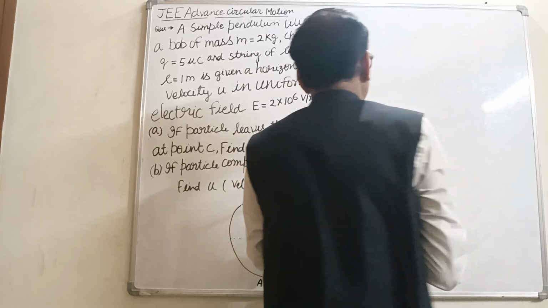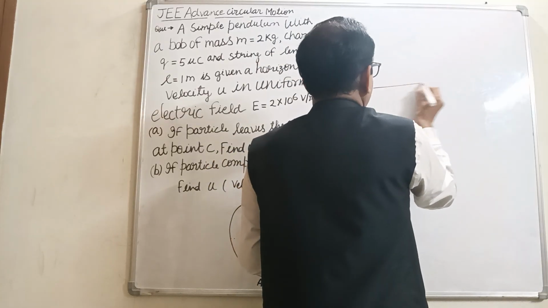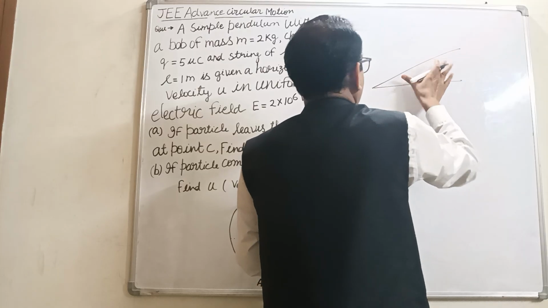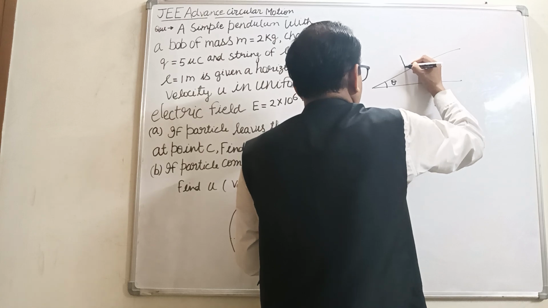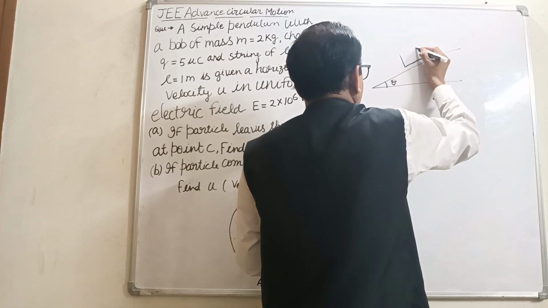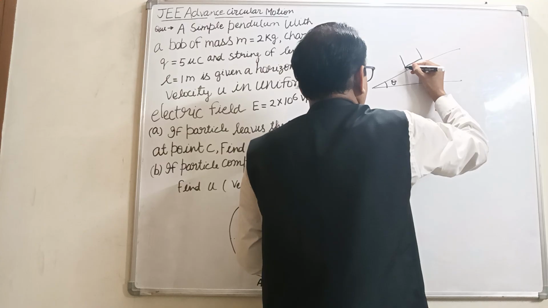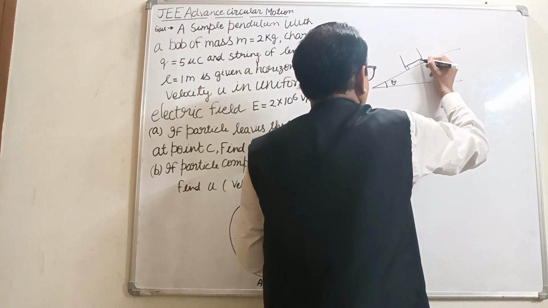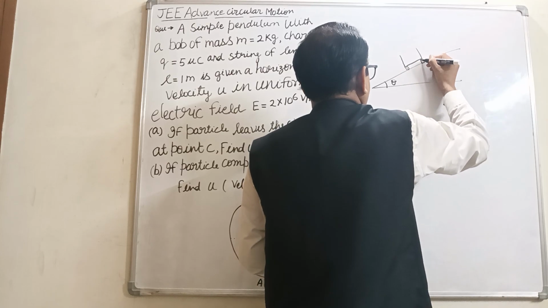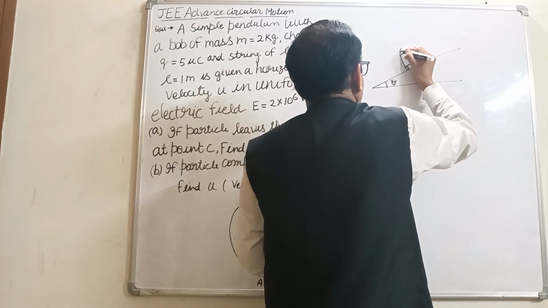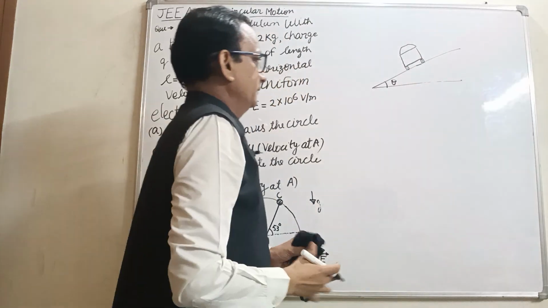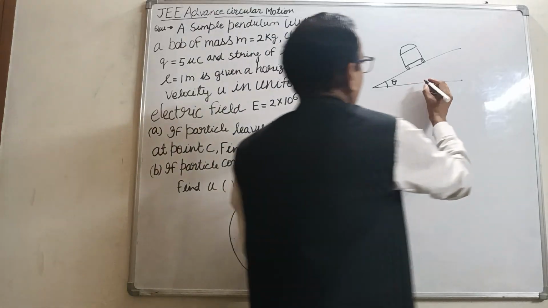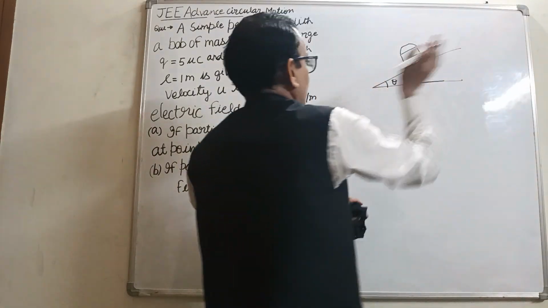So what is road banking? Suppose this is a road, banked at an angle theta, and this is a vehicle with a tire on each side. Suppose this vehicle is moving on a curved banked road. This is a banked, elevated road.